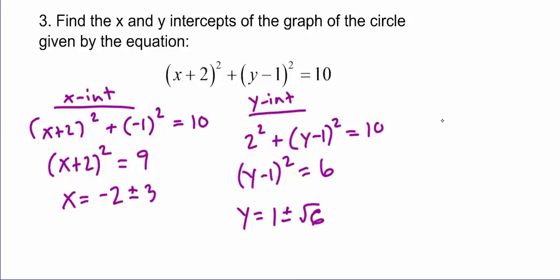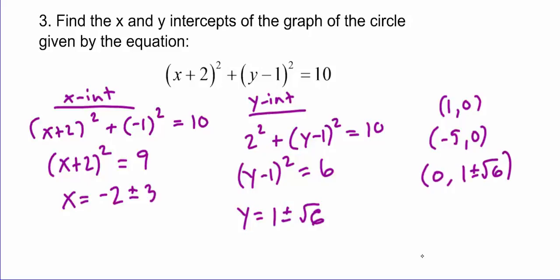All right, let's go ahead and list these in a little bit cleaner fashion. So my x-intercepts, negative 2 plus 3, that would be 1 and 0. Negative 2 minus 3 would be negative 5 and 0. And it's maybe debatable if you need to split these others. I think I'm just going to keep them together and do 0 and 1 plus or minus the square root of 6. Folks, I think that was pretty painless.